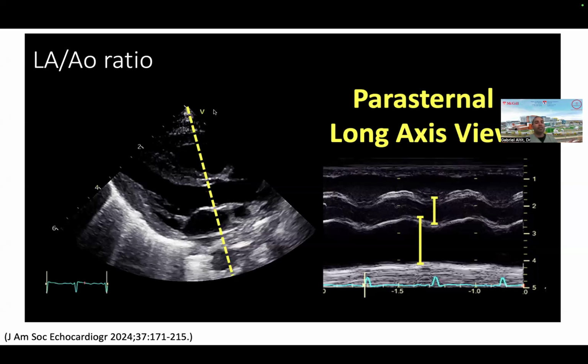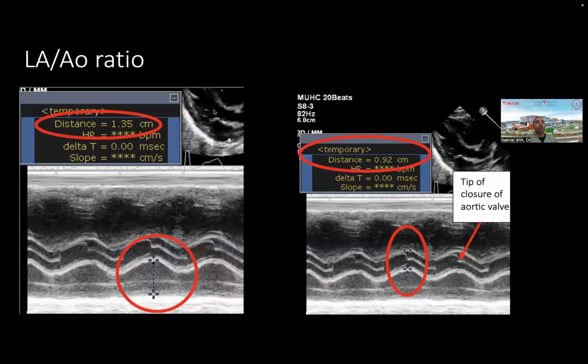It's also been criticized because if you have a huge ASD, the LA is going to decompress very easily, and your LA might not dilate. So your LA on aorta ratio may not be that high. But we saw a baby this week on the unit that had a massive left atrium, and you didn't even need an LA on aorta ratio to tell you this kid has a massive left atrium. So how do we measure it?